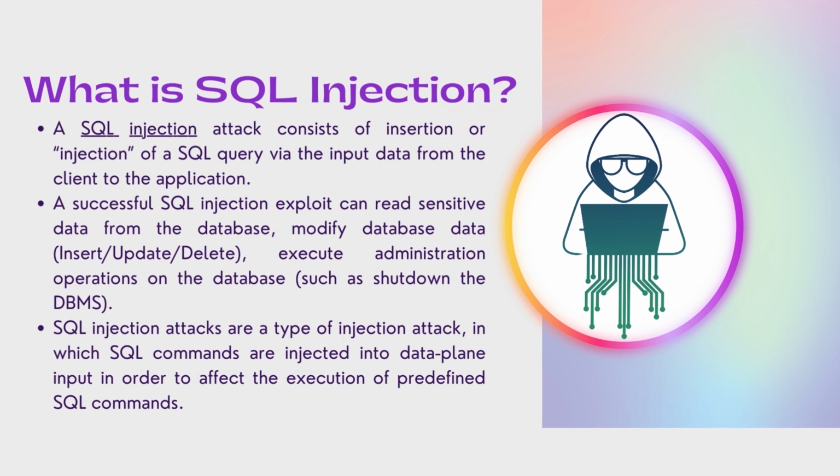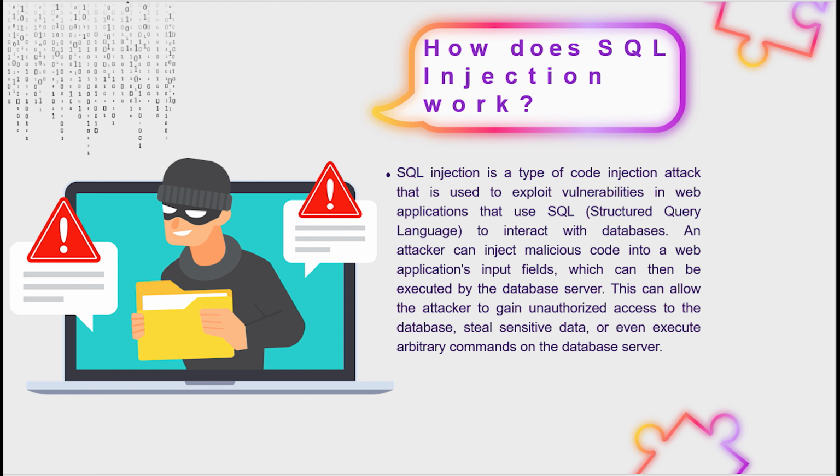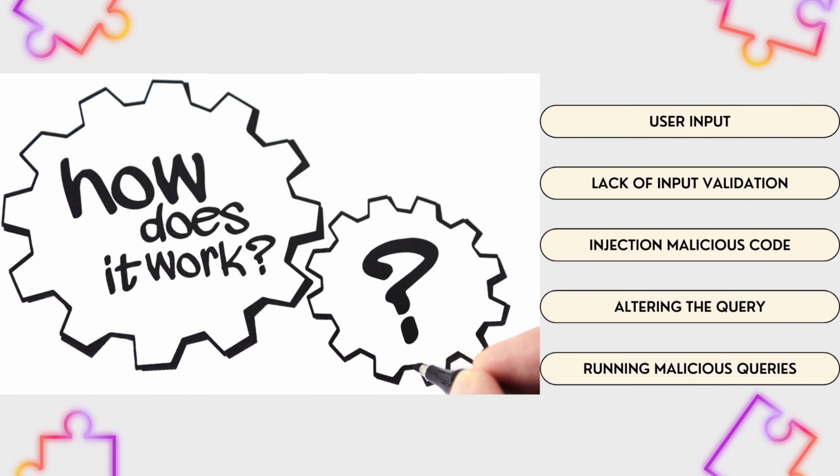Now, we will talk about how SQL injection works. Basically, SQL injection works by exploiting vulnerabilities in a web application's code that allow an attacker to manipulate the SQL queries which are sent to the underlying database. Here is a step-by-step explanation of how a SQL injection attack works.